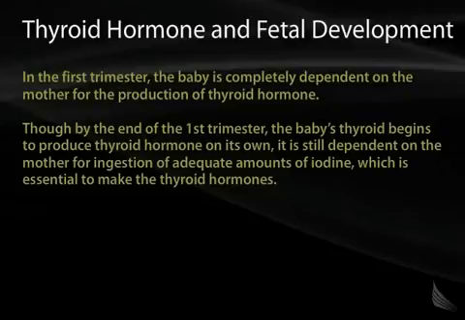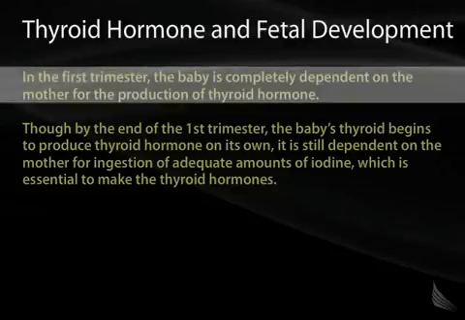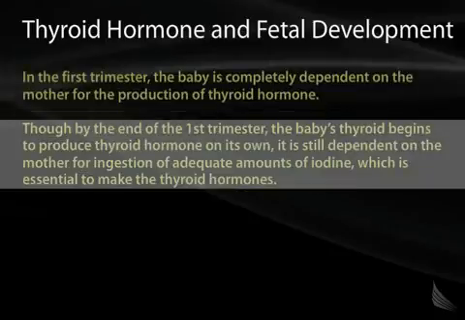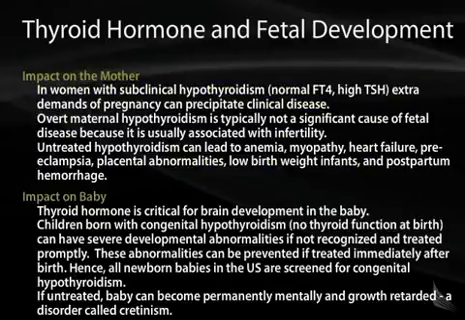So again, just to emphasize, thyroid hormone and fetal development. So in the first trimester, the baby is completely dependent on the mother for the production of thyroid hormone. But by the end of the first trimester, the fetal thyroid itself starts to mature, and the fetal thyroid axis system then takes over and produces thyroid hormone on its own. It's important to recognize what happens to the thyroid system, both from the impact on the mom as well as the impact on the baby during pregnancy.